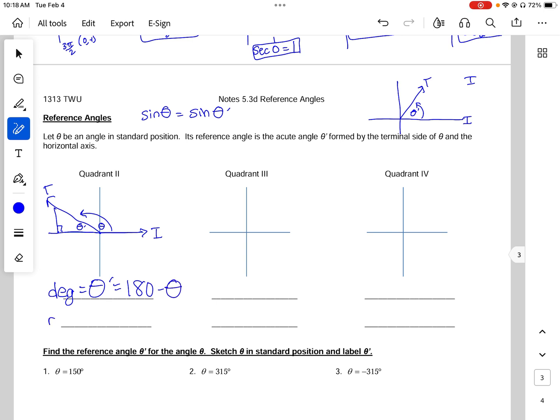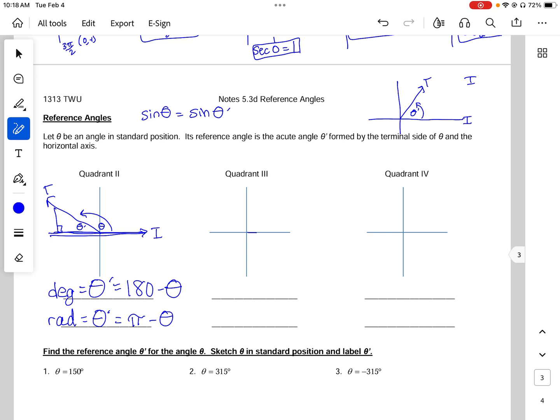Okay, so then in radian mode, you have to think, what is 180? So theta prime is pi minus theta. Okay, so that's still our initial side, that's our terminal side, and then we have the two angles. See how they form the x-axis, the straight line? That's why we use the 180. Okay, let's go to quadrant 3.